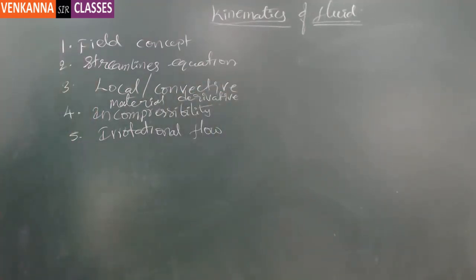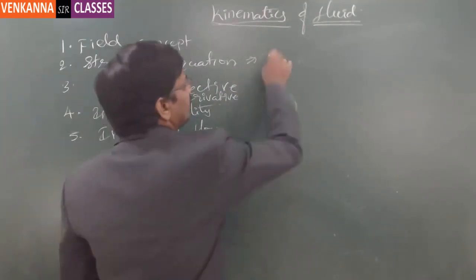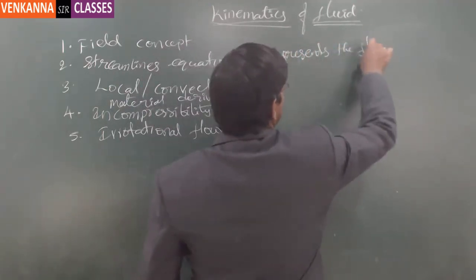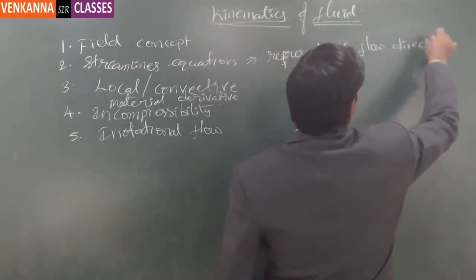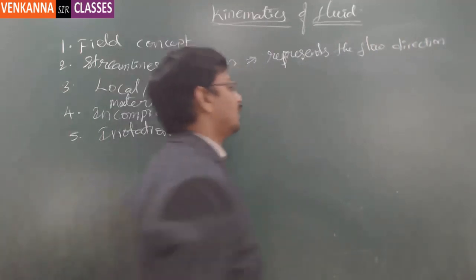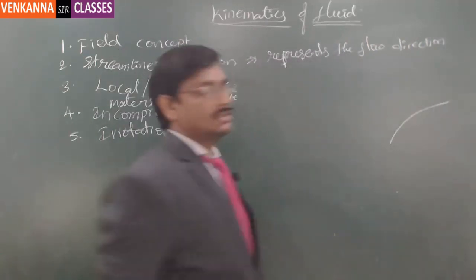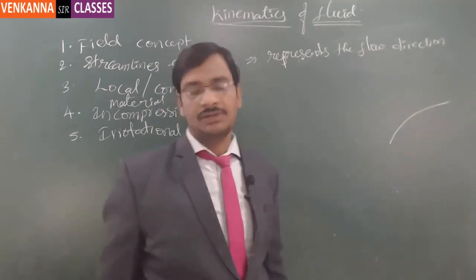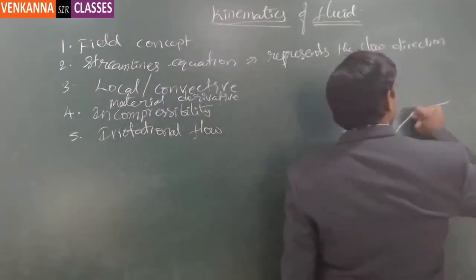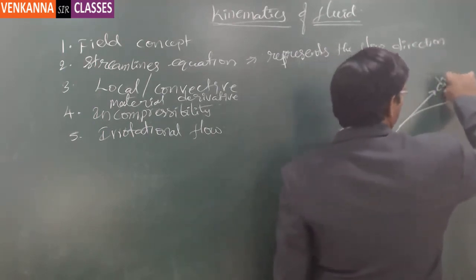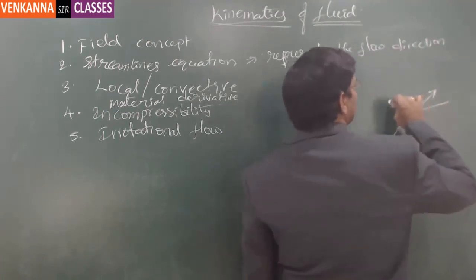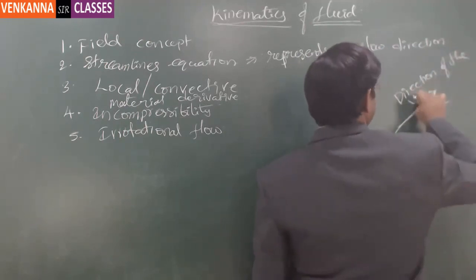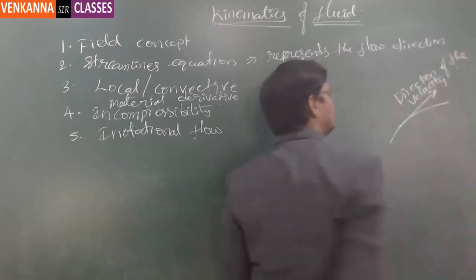The second one is the streamlines concept. So the streamlines concept is nothing but represents the flow direction of the fluid. Now let us say the fluid is traveling in a specific direction like this. This is the summation of all the individual particles' velocities together in a specific direction. At any instant, if you draw the tangent, the tangent direction is the direction of the velocity.